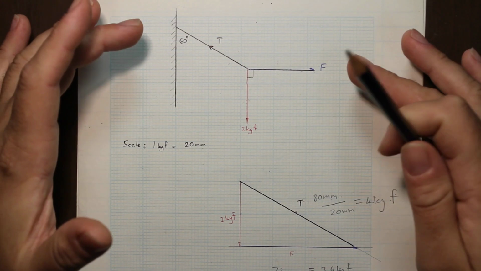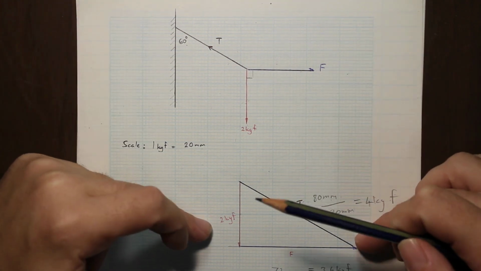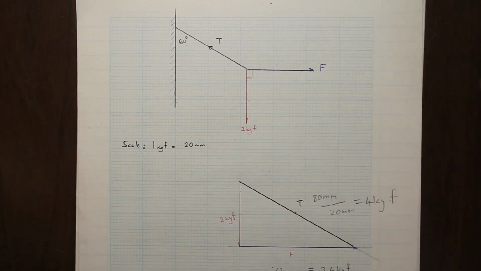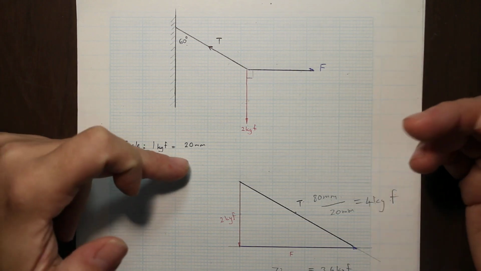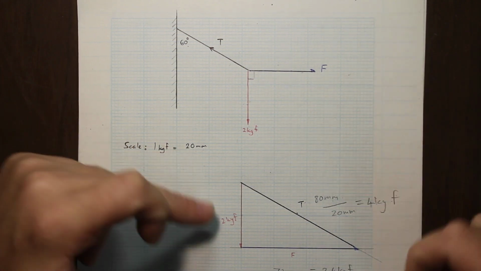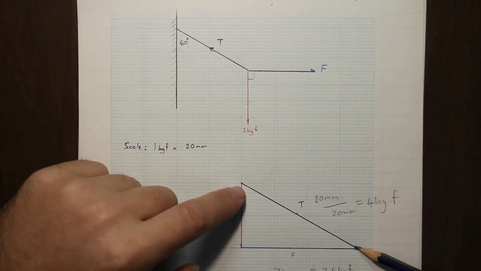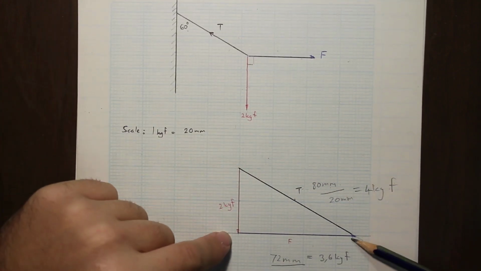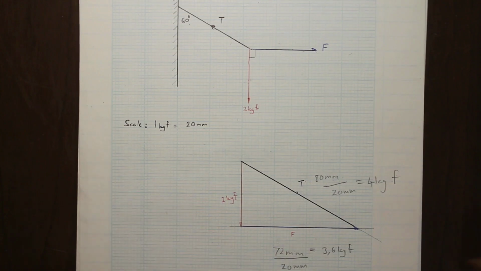So what you must do when you practice this, you draw this, and then you draw it to scale. Choose one scale. Then for practice, take a different scale. Maybe 1 kilogram of force equals 30 millimeters. Then you do the same thing. Your triangle will be bigger. And when you measure this, these sizes will be longer, but then you divide by 30 millimeters. And then you should get the same answer.